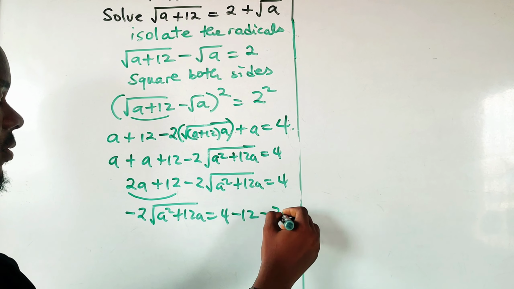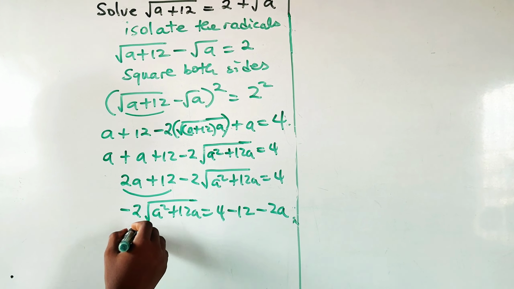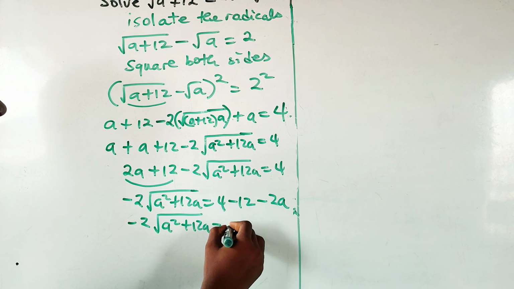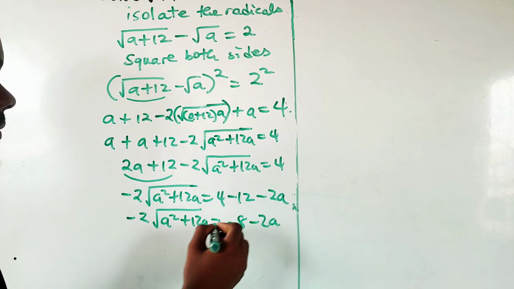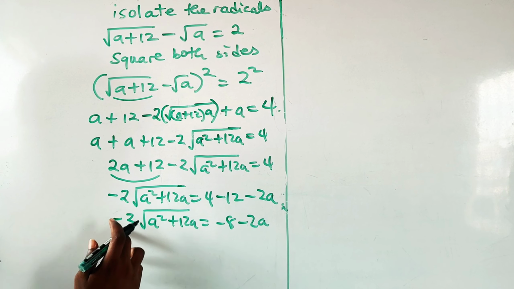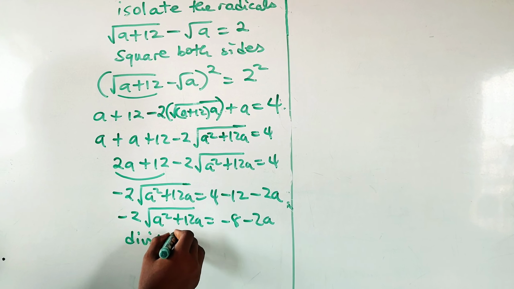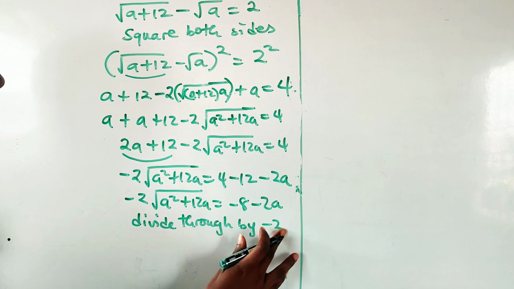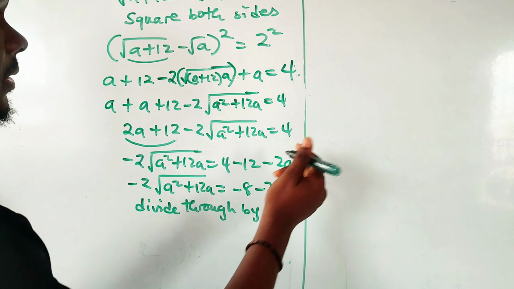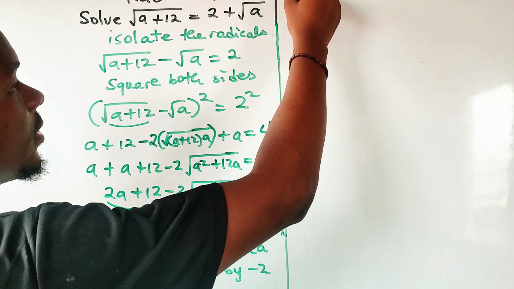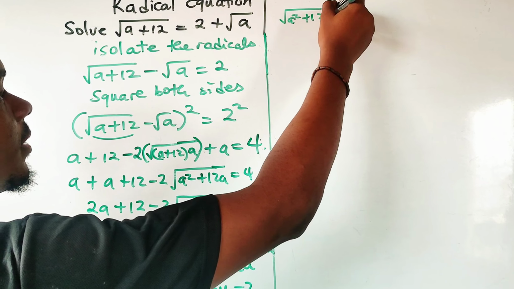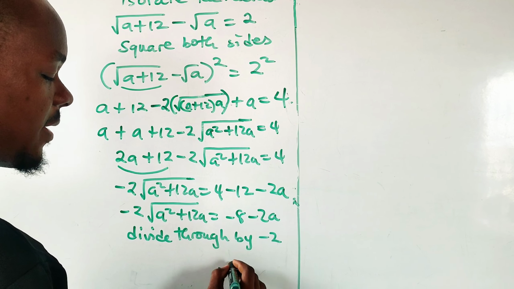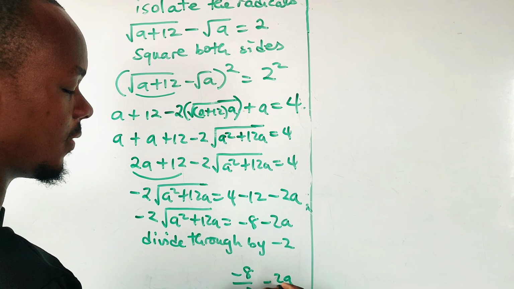Then this minus 2a. So I have minus 2, the square root of a squared plus 12a equals 4 minus 12, which is minus 8, minus 2a. To get rid of this minus 2, I'm going to divide through by minus 2. It's going to leave here the square root of a squared plus 12a, equal to, now if I divide this by minus 2, I'm going to have minus 8 over minus 2 minus 2a over minus 2.